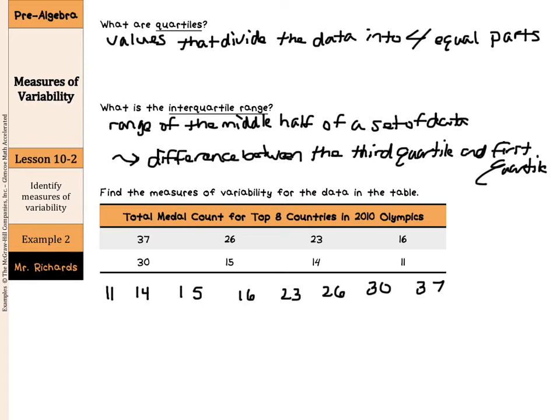Now the first measure of variability that we can calculate is the range. And the range is simply our largest value minus the smallest value. So 37 minus 11 gets us a range of 26. And that's the range. Next, we can calculate our median.